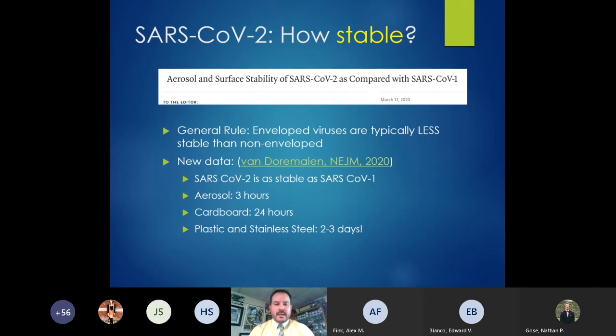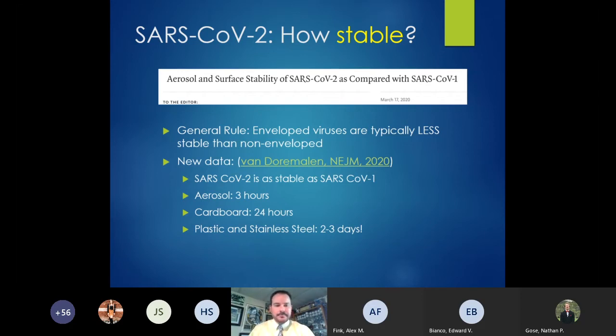All right. So if that is the way that this virus is transmitted, then how stable is it? If somebody does cough into their hand and then touch a doorknob or some surface, how long does it stay around? Here's a paper that gives us some pretty decent ideas. As a general rule, enveloped viruses are not all that stable outside of the host. Coronaviruses are enveloped. They have that membrane around them. And so, again, they're not terribly stable outside of the host. So, okay, how unstable are they?